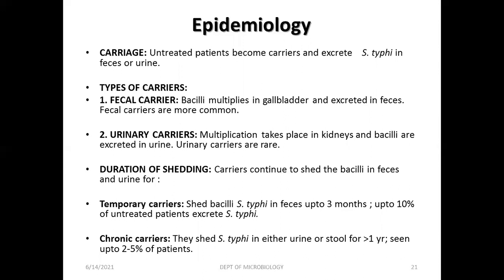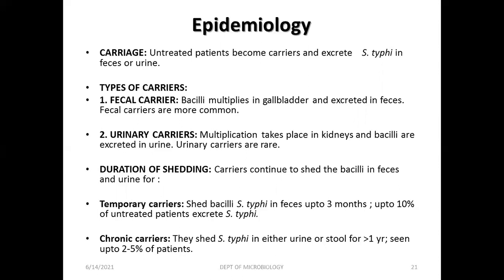Carriers. Untreated patients can convert into carriers and excrete Salmonella paratyphi in feces and urine. There are two types of carriers: fecal carrier and urinary carrier. Fecal carriers have bacilli which multiply in their gallbladder and are excreted through feces, and these are the commonest. Urinary carriers have bacilli which multiply in the kidneys and are excreted through urine, and these are rare carriers.